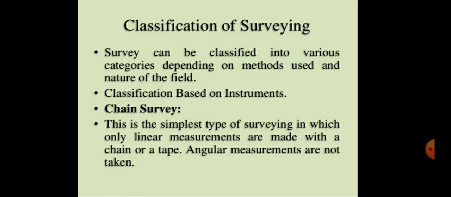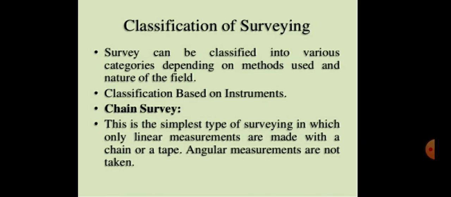So the first one is the classification which is based on the instruments. There are various instruments which are used for surveying. First one is chain surveying. So what is chain surveying? In chain surveying, the distances, the linear measurements, are done with the help of a chain or a tape.